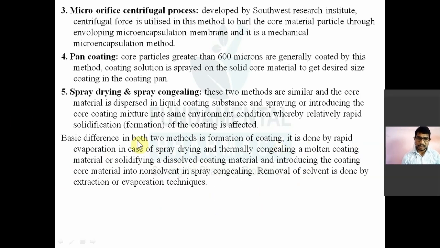So the basic difference in the two methods is the formation of coating. It is done by rapid evaporation in case of spray drying and thermal congealing of a molten coating material or solidifying a dissolved coating material and introducing a coating core material into non-solvent is nothing but the spray congealing. स्प्रे ड्राइंग में क्या होता है आपने देखा. स्प्रे कंजेलिंग में क्या होता है कि कोटिंग थर्मली कोटिंग इज डन बाय थर्मली कंजेलिंग द मोल्टन कोटिंग मटेरियल. मतलब जो कोटिंग मटेरियल है आपका वो मेल्ट करते हैं और उसको थर्मली डिपोजिशन करते हैं उसके ऊपर. सो उसको बोलते हैं थर्मल कंजेलिंग.